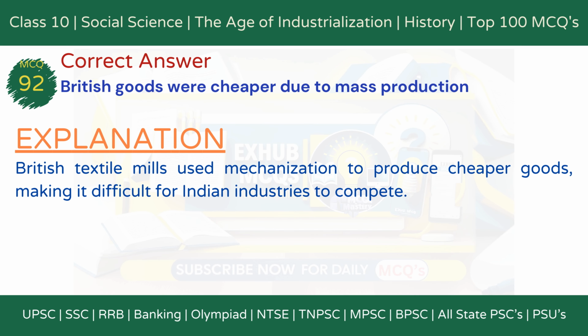The correct answer is option B. British goods were cheaper due to mass production. Explanation: British textile mills used mechanization to produce cheaper goods, making it difficult for Indian industries to compete.